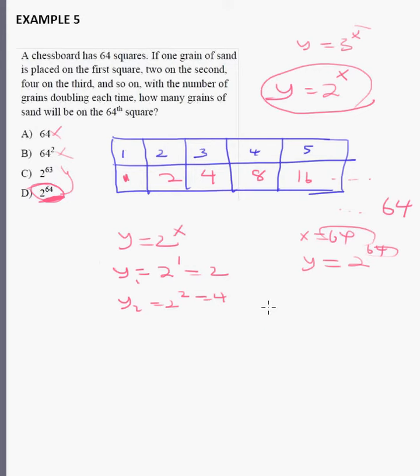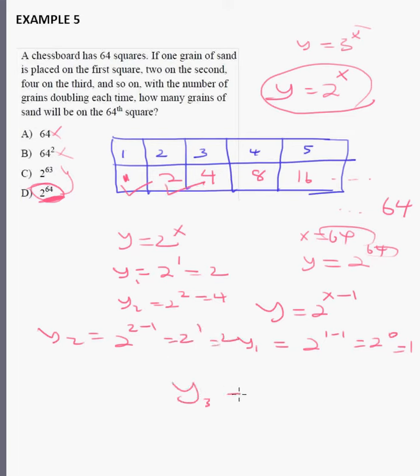So let's play with this model that y is equal to 2 to the power x minus 1 and see if that works. y1 will be equal to 2 to the power 1 minus 1, which is equal to 2 to the power 0, which is equal to 1. That's true. It works here. How about y2? y2 is equal to 2 to the power 2 minus 1, which is equal to 2 to the power 1, which is equal to 2. It works here also. Let's try y3. y3 will be equal to 2 to the power 3 minus 1, which is equal to 2 to the power 2, which is equal to 4.